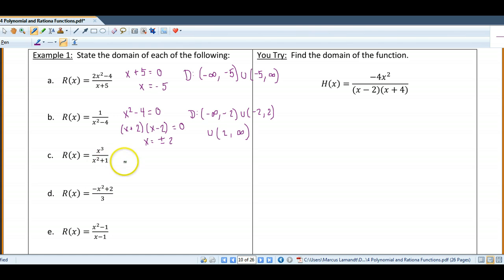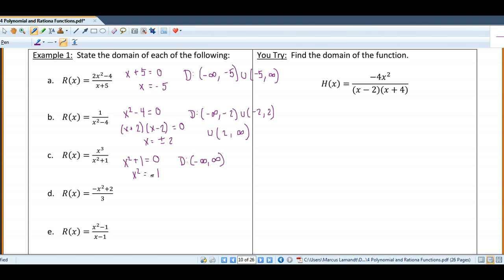For this one, if you think about it, there is no way that this can equal 0 if you have a real number for x, because anything squared is never going to be a negative number unless you have an i. If you have a real value for x, it's never going to be a negative number. So this domain is going to be all real numbers. There's no real number I can plug in for x to get negative 1. Okay?